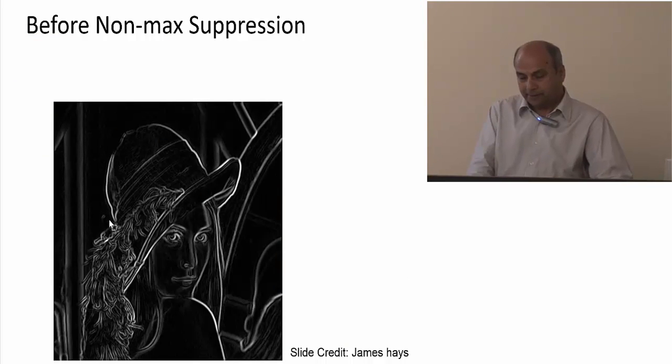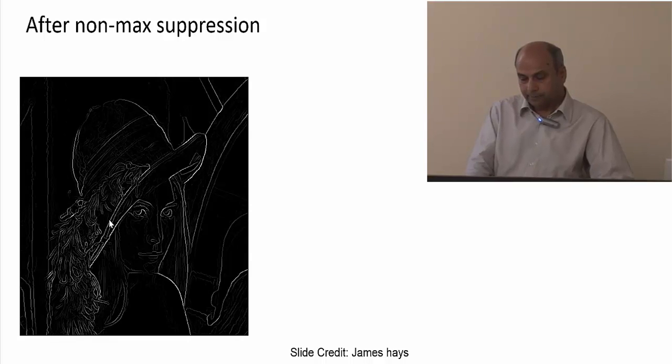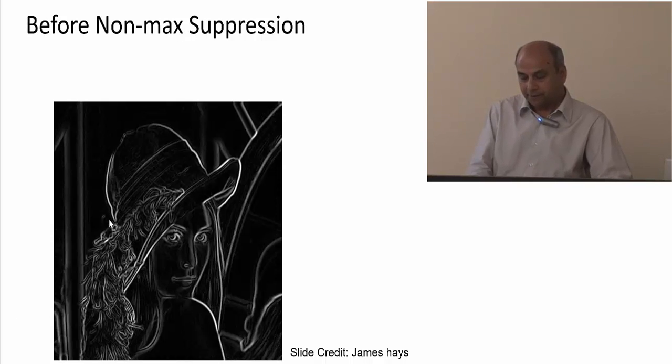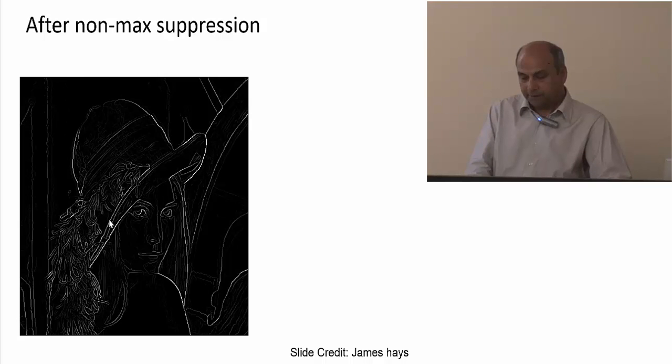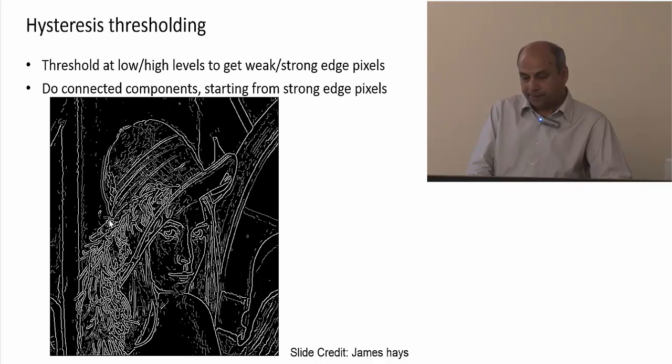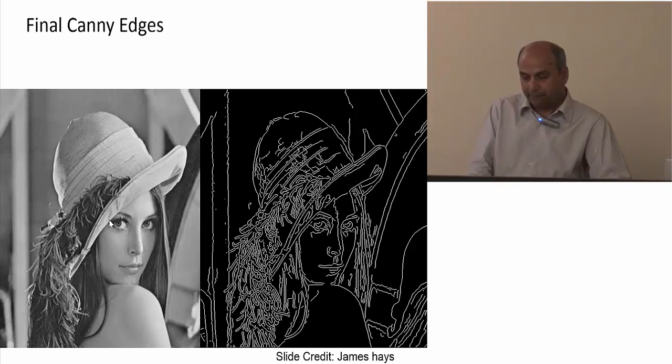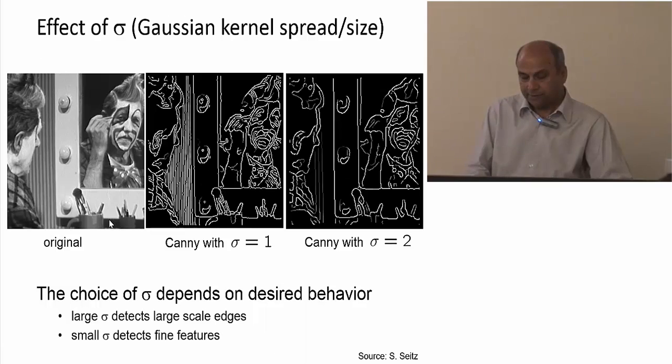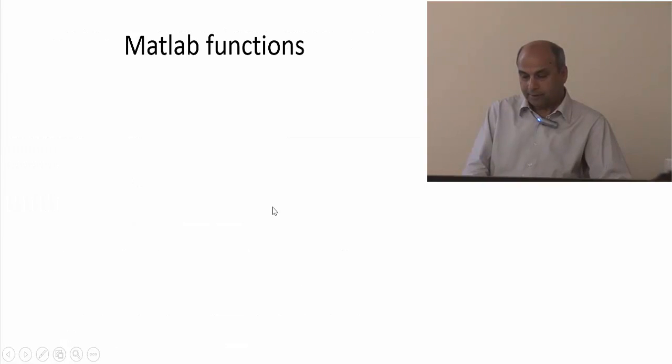And these are some examples. This is before non-maximum suppression. This is after non-maximum suppression. This is the hysteresis thresholding, and the final Canny edges are like that. So it's much better than these. And again, there is the issue of what the sigma is.